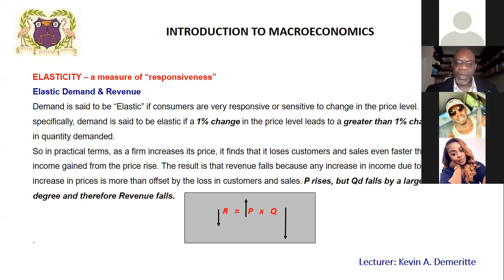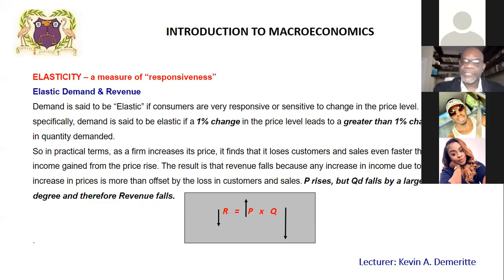So then, what happens when you raise your price? In practical terms, as a firm increases its price, it finds that it loses customers and sales even faster than the income gained from the price increase. The result is that revenue falls, because any money you get from raising your price is more than offset by your loss in customers and sales. So we can see here, price went up, but look at how quantity went down even much more. Price went up, quantity went down more. The result is revenue falls.